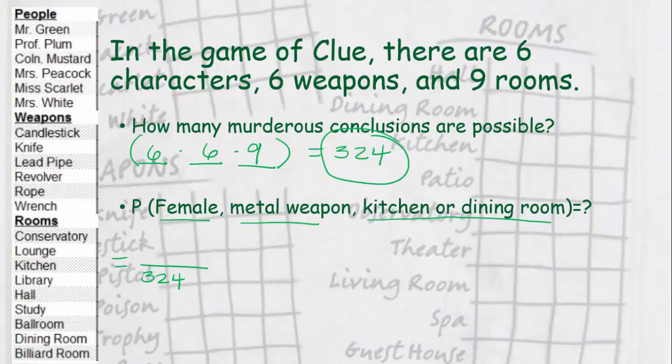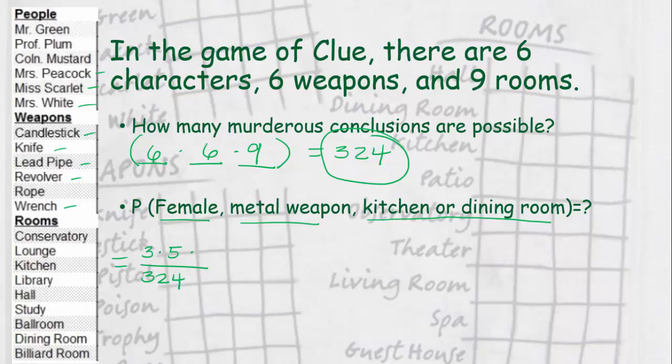To get the numerator, you use the counting principle again, but this time you look at how many females are in the list. So in this case, we've got Mrs. Peacock, Miss Scarlet, and Mrs. White. That's 3 choices times metal weapons, lots of metal weapons. We've got the candlestick, the knife, the lead pipe, the revolver, not the rope, and the wrench. Those are metal, metal, metal, metal, metal. So that's 5 different things.